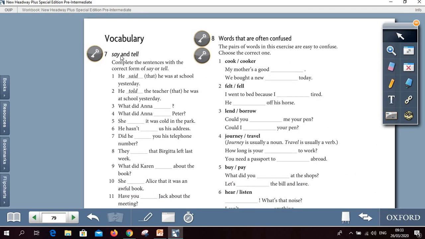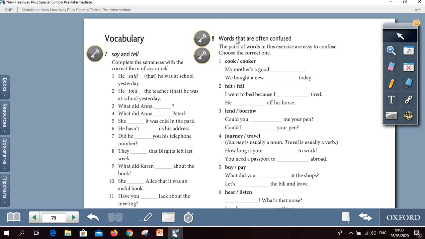The vocabulary part is about the verbs say and tell. Just an explanation about the difference between say and tell. It's easy just to say that the verb to tell needs an indirect object after it, meaning tell someone something. However, the verb to say doesn't need an indirect object. Say something. So whenever we have an indirect object, put tell. If we have just a direct object, say something. So just insert the verb to say.